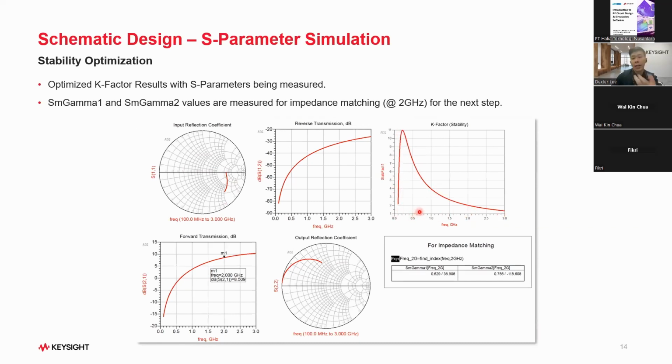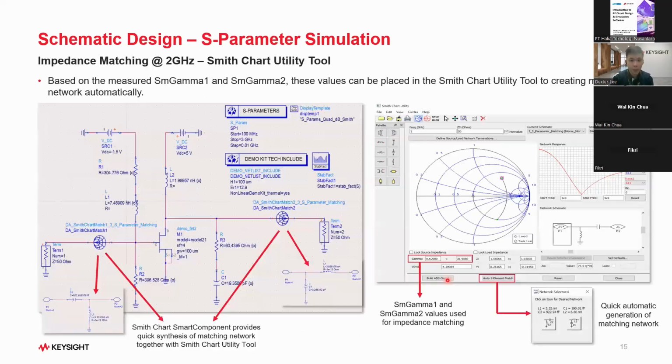And then the next step is impedance matching, right? So you can see this is the results of my input reflection coefficient and output reflection coefficient that I need to do impedance matching. So I capture this value at 2 gigahertz and I'm going to do impedance matching at 2 gigahertz, which is the next step. Okay. Okay, so how do I do impedance matching?